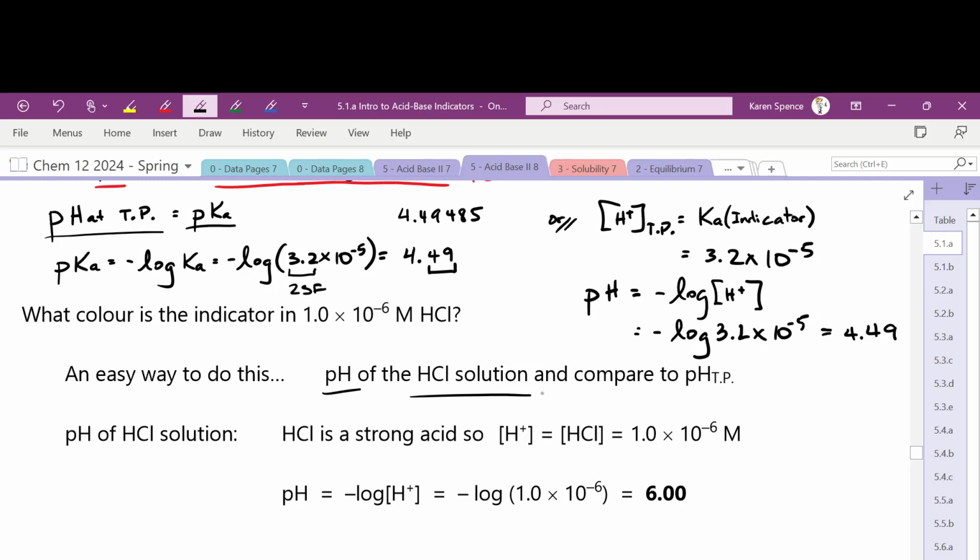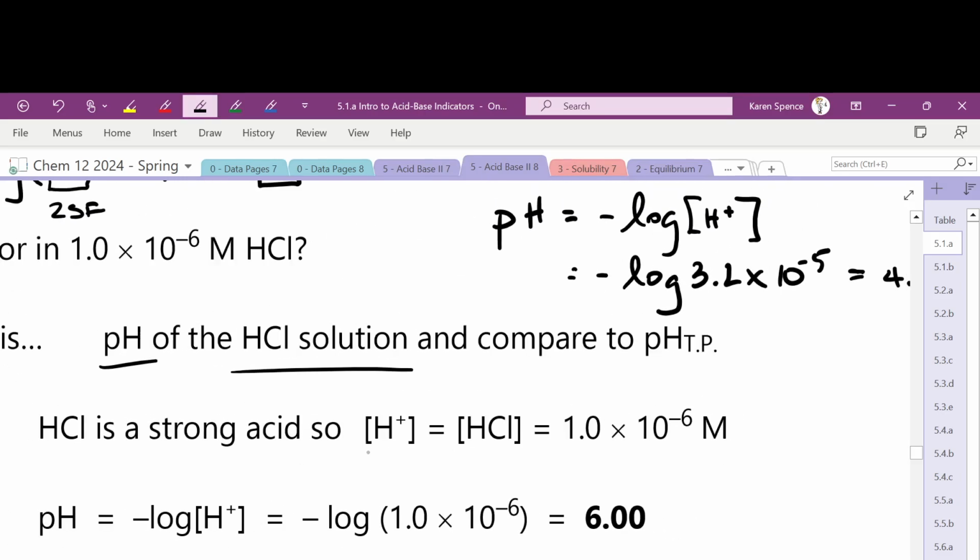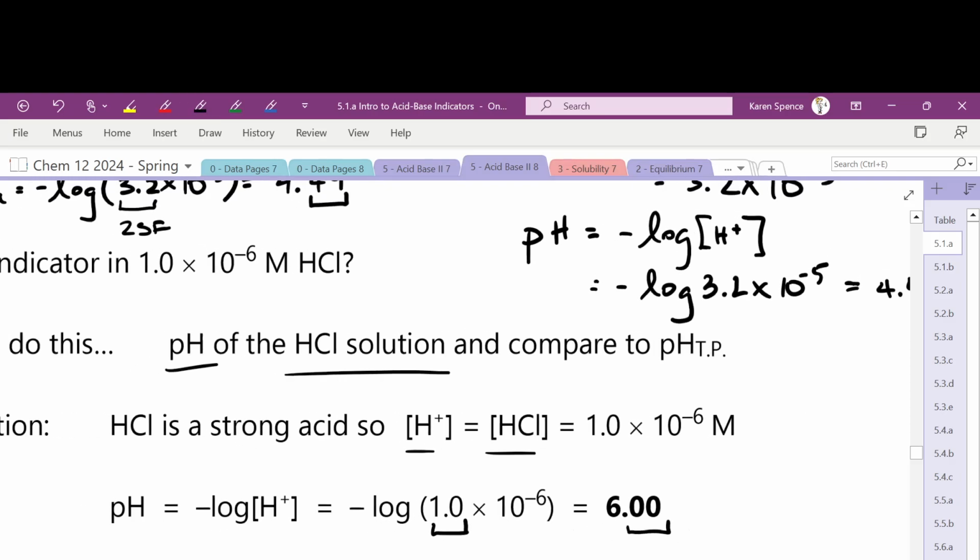Is the acid strong or weak? Is HCl strong or weak? Strong. And therefore, hydrogen ion concentration is equal to the HCl concentration because it dissociates completely. So our pH is simply negative log of 1 times 10 to the minus 6, which is 6.00. 2 sig figs here, 2 sig figs here.